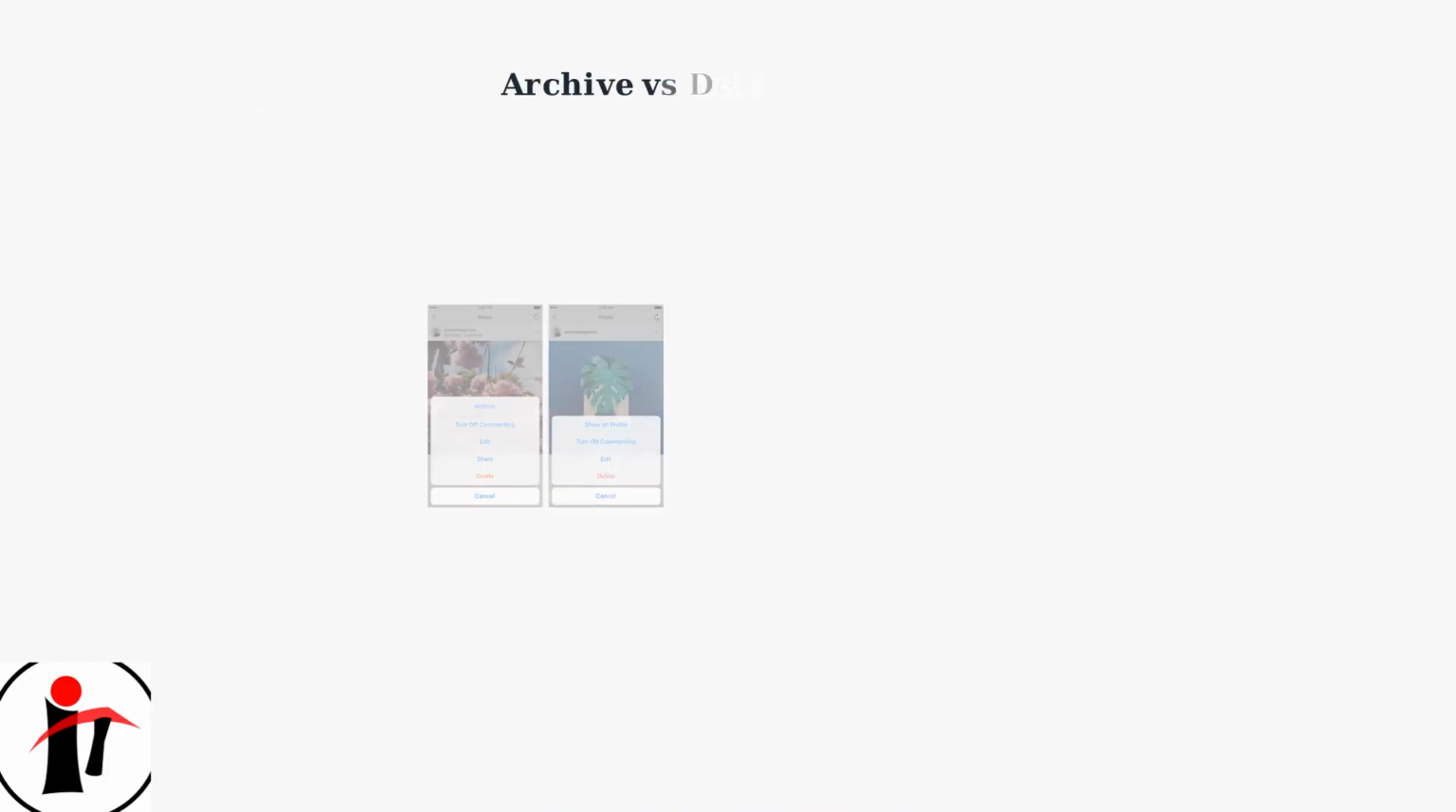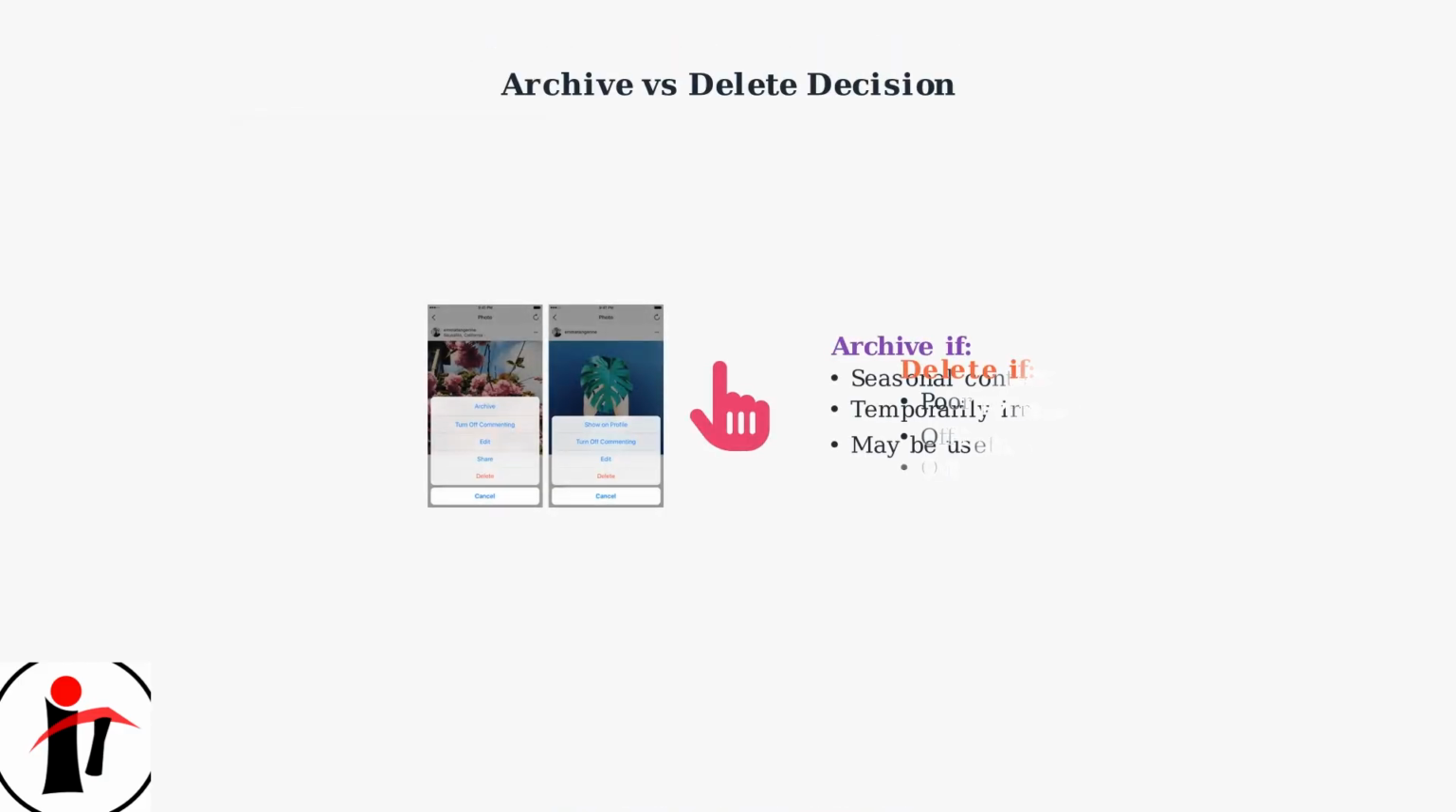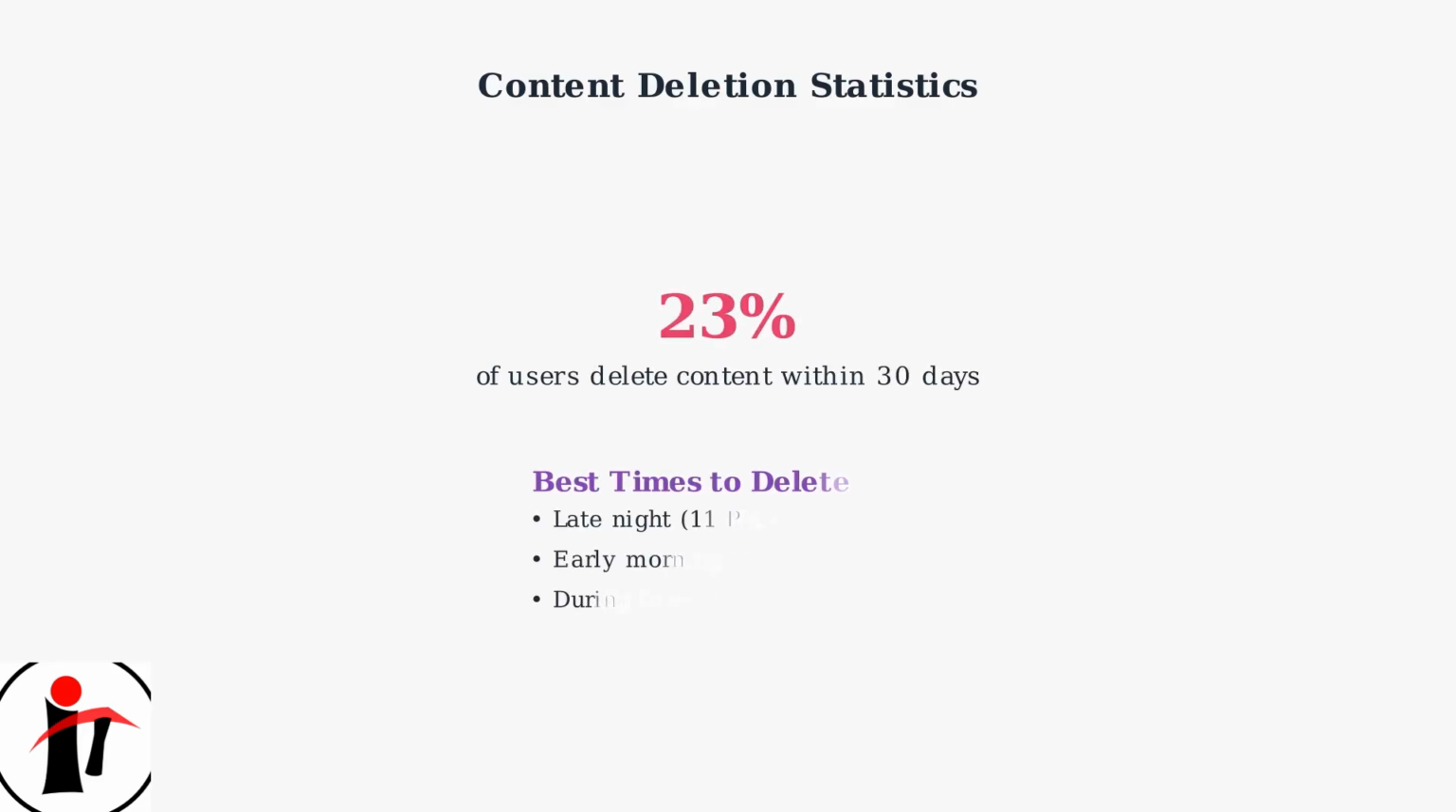Before permanently deleting any content, consider using Instagram's archive feature. This removes posts from your profile while keeping them accessible in your private archive for potential future use. Research shows that 23% of users delete content within 30 days of posting. To minimize impact, delete content during low engagement periods, typically late at night or early morning when fewer followers are active.